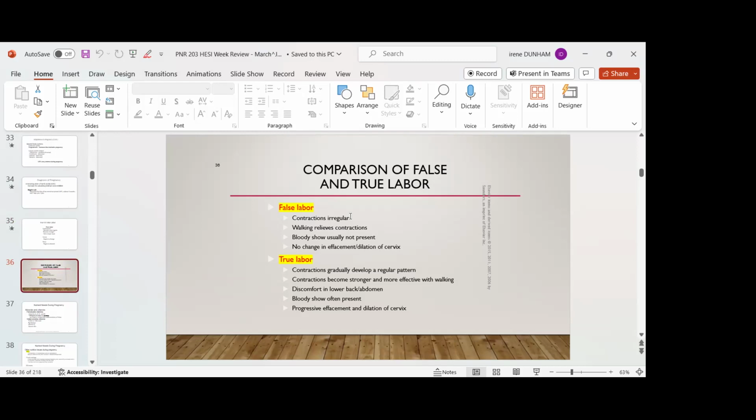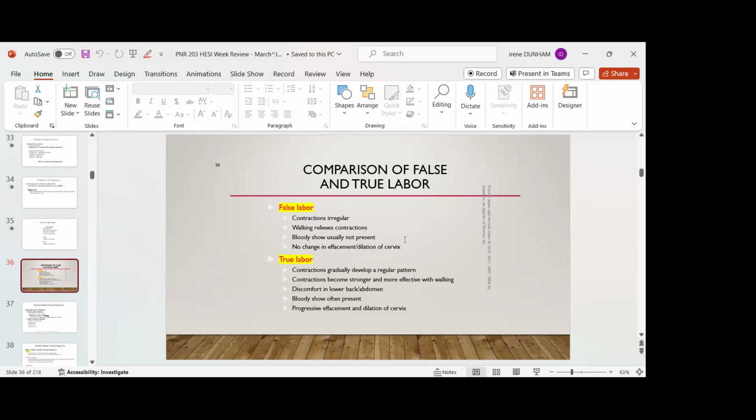With false labor, bloody show usually is not present. Now, bloody show is a mucus and blood mixture. Remember I said the cervix is a very vascular area, very vascular. And so when it starts to open up, to dilate, you're going to have some of that sloughing off of blood. And it comes down with mucus, because there's a lot of mucus there when you go into labor. Well, that's usually not present in false labor, because the cervix is not opening up.